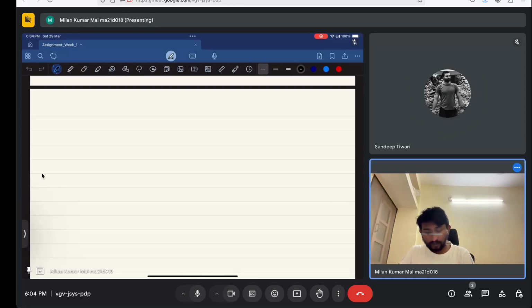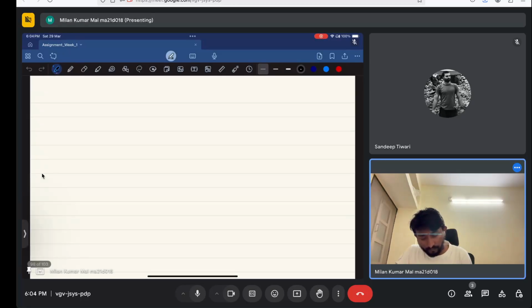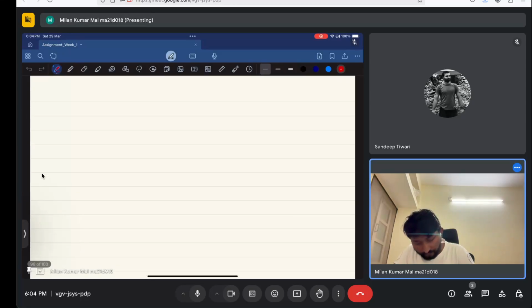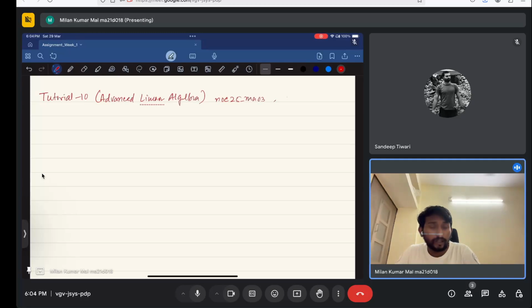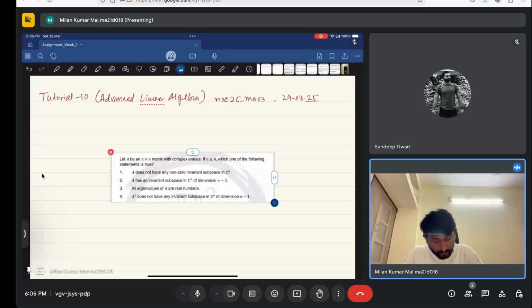Okay, so this is tutorial 10, Algebra. This is 03 and today is 29th March. Before going to the inner product space, all these things, I'll just discuss some problems.